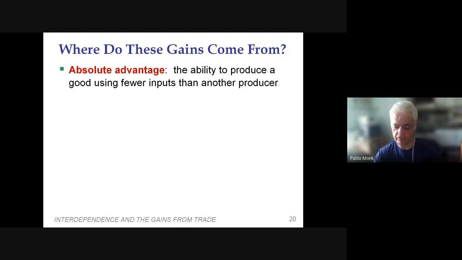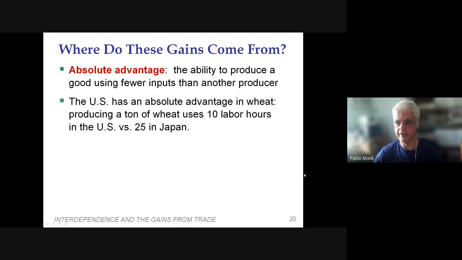But America could actually just make the computers with fewer inputs. And then with wheat, same story. America only took 10 man hours. Japan took 25 man hours. So America had this absolute advantage. They could just do it better. Maybe because they were luckier geographically, maybe because they had better technology, maybe because their workers had a better way of doing it. Whatever it is, they could do it better. So the US has an absolute advantage in wheat because it only uses 10 hours versus 25.